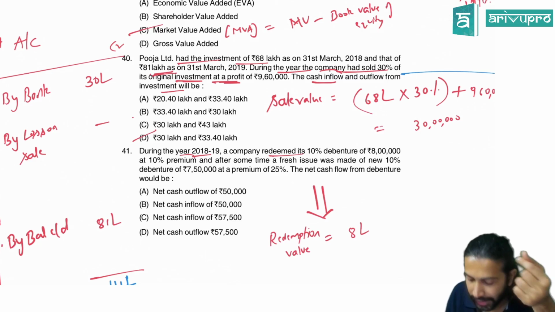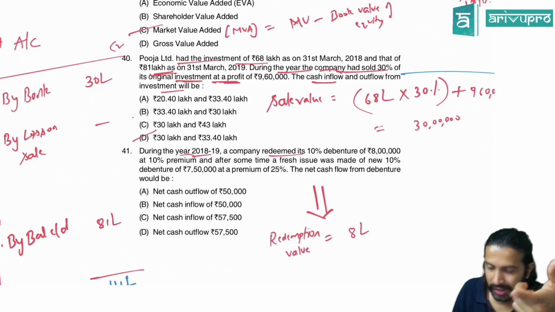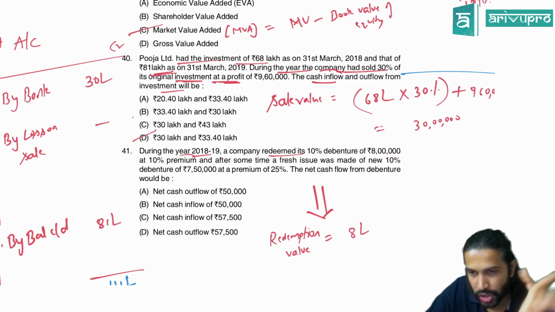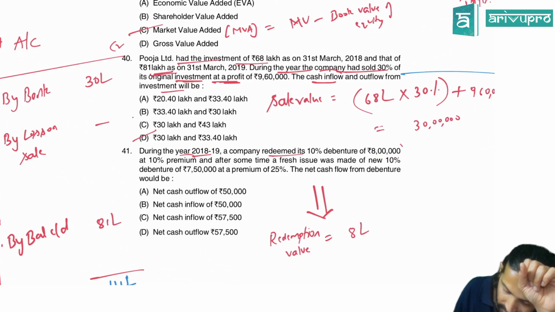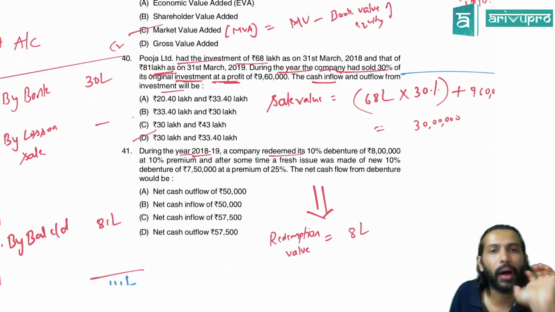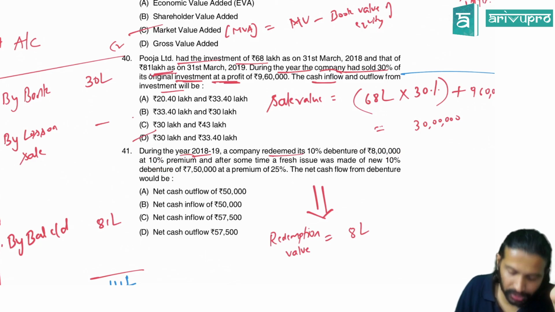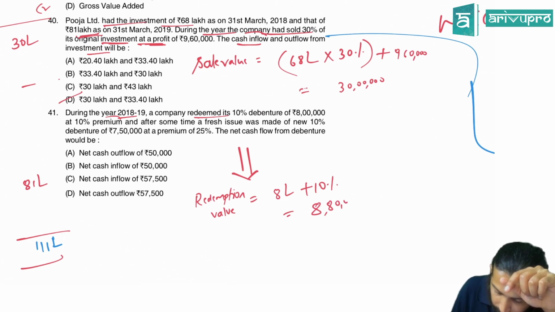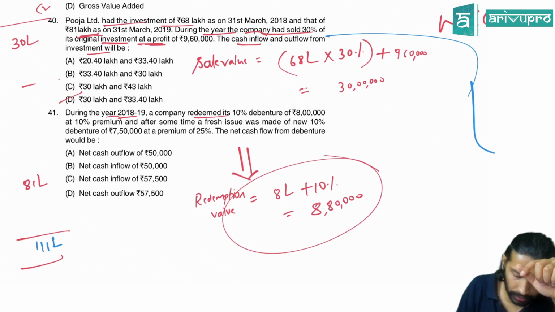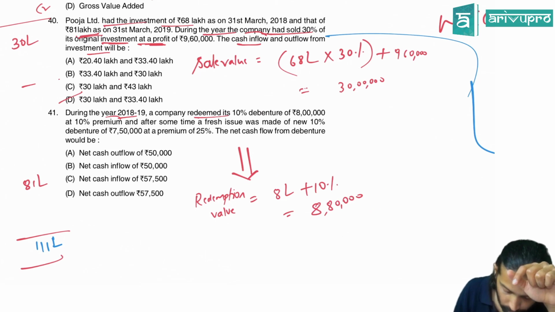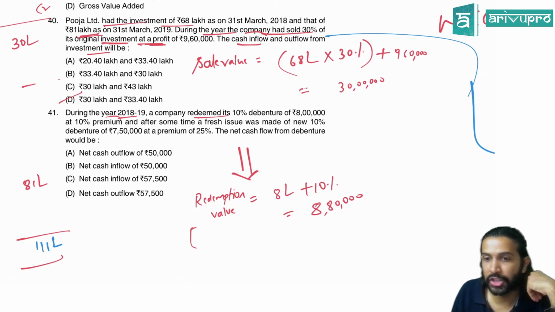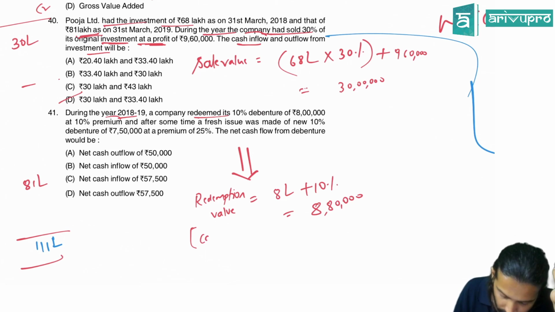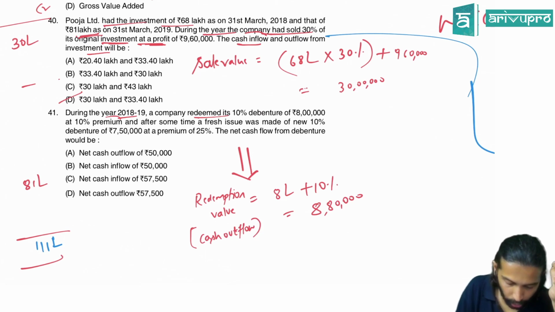8 lakh is the face value of the debenture. Whenever they give the value, you should always take it as a face value. But these debentures, are you redeeming them at par? No, you are redeeming them at 10% premium. That means you are giving 10% extra. So totally you are paying 8,80,000. That is your redemption value. Redemption value is cash. When you redeem, the company has to pay cash. That means this is cash inflow or outflow? This will be cash outflow.